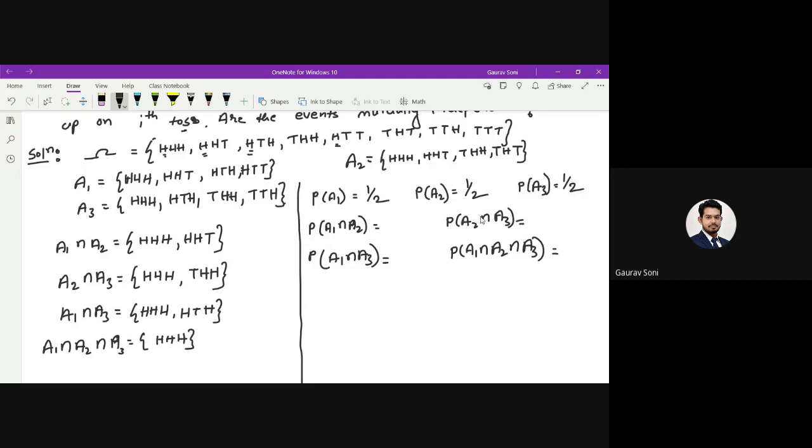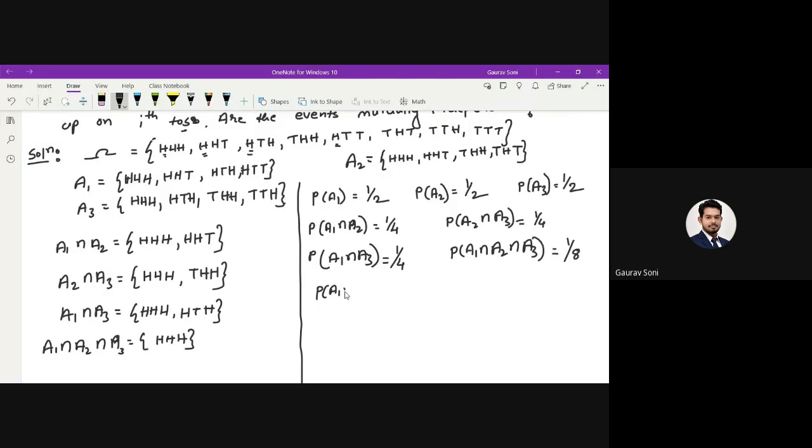Probability of A1 intersection A2 is 1 by 4. A2 intersection A3 is 1 by 4, same for A1 intersection A3. The last one is 1 by 8. So we'll check the conditions now.